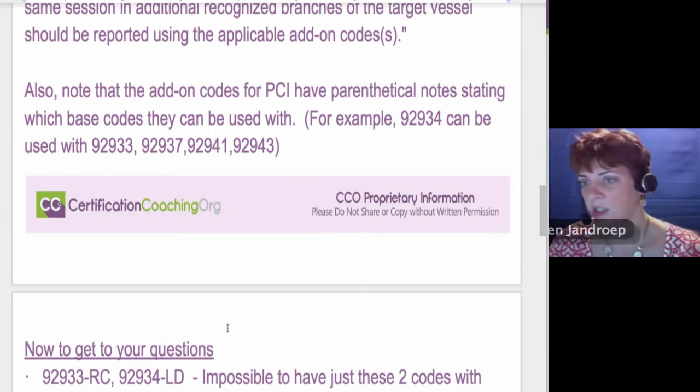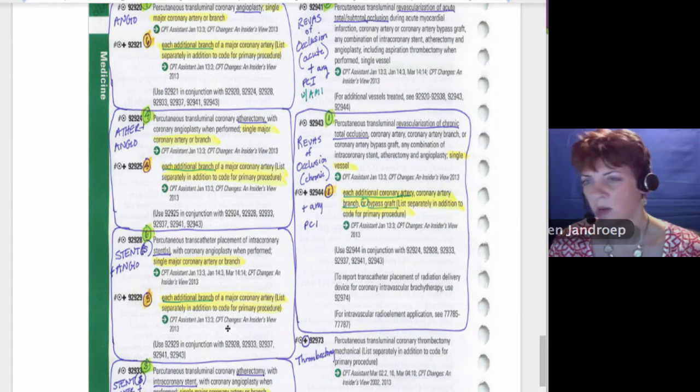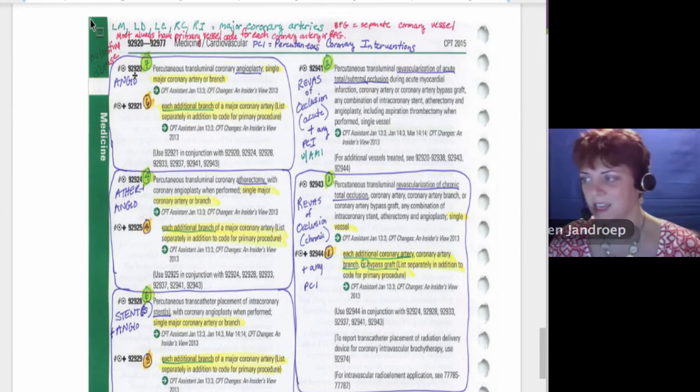You see 92921. In parentheses it says you can use it with 92920, which we would kind of get because it's in the same bubble, it's indented, but you can also use it with 92924, which is a parent code in the next bubble, 928, 933, 937, 941, 943. So pay attention to these parenthetical notes and they'll clue you in what it's legal to use them with.